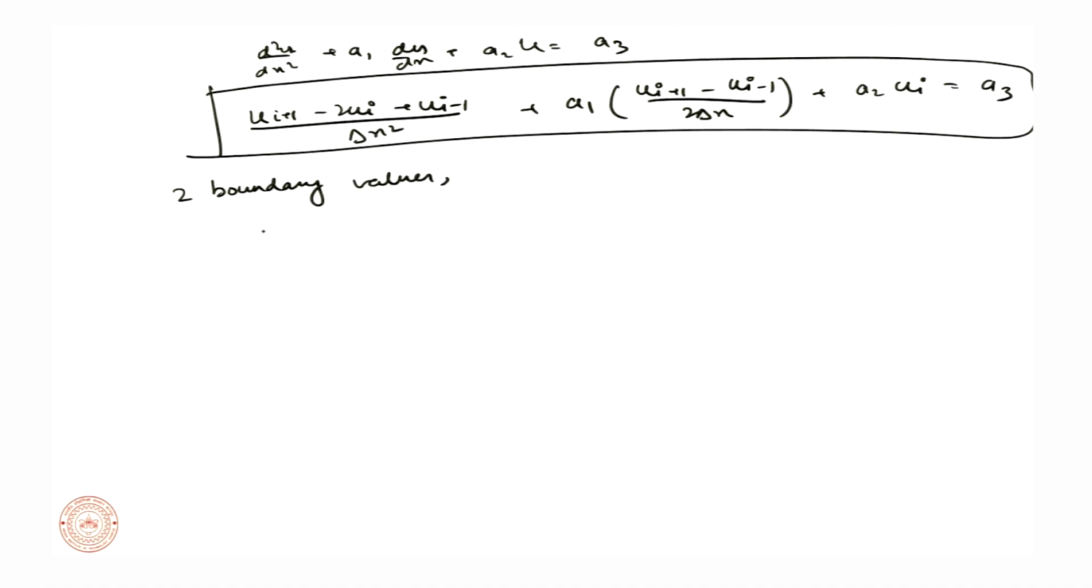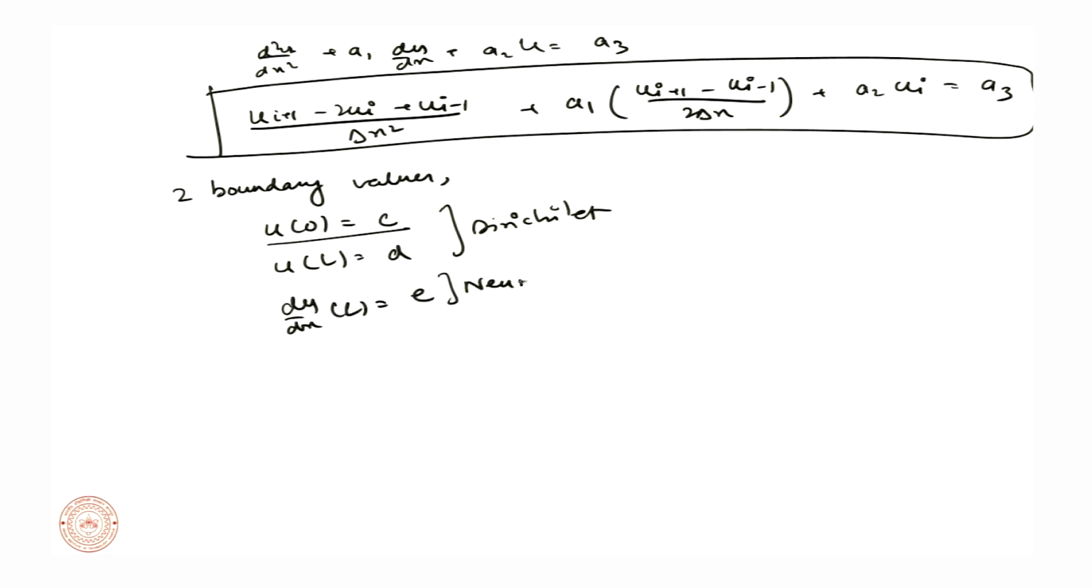What are those? So, you can have either u of 0 is equal to some constant c and u of L at the other end as some constant d. These are called Dirichlet boundary conditions. You could have, say I am just keeping the first one the same and just changing the second one, du by dx of L equals E. This is called Neumann. And if you have du by dx of L is A times u of L plus B, this is called Robin. So, these are the three types of boundary conditions that you can have.